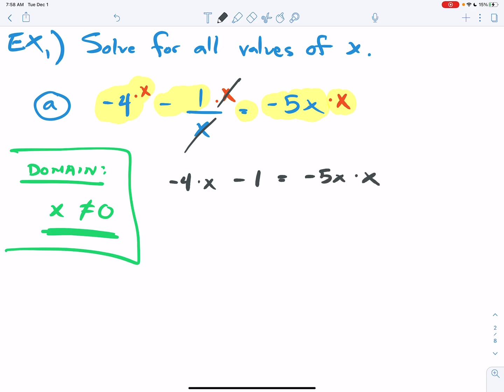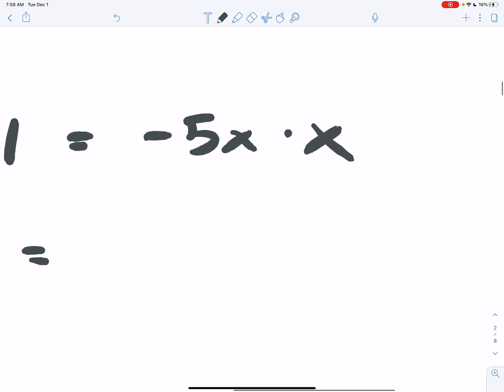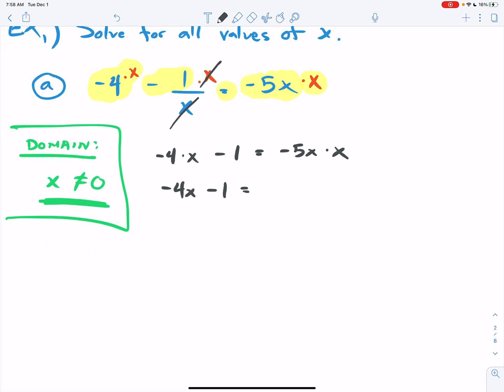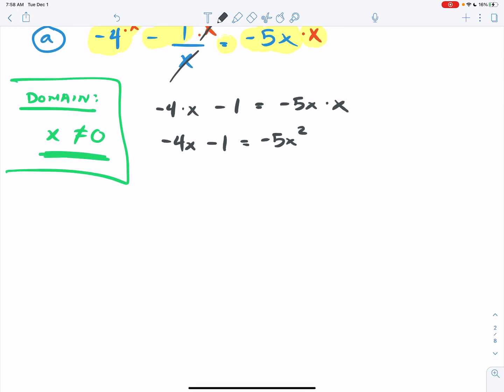Now, I'm just writing this step out so you guys can see it. Eventually, you guys are going to be able to cut your corners here, okay? If I clean this up, I should get -4x minus 1 equals. Now, x times x, when you're multiplying it by itself, it becomes a square. So that's -5x squared. Okay? So this goes back to our previous lessons.